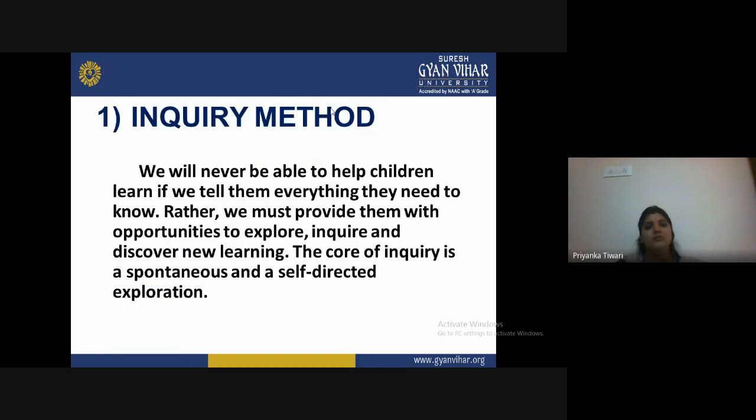Inquiry method means we will never be able to help children learn if we tell them everything they need to know. Rather, we must provide them with opportunities to explore, inquire, and discover new learning. The core of inquiry is spontaneous and self-directed exploration.